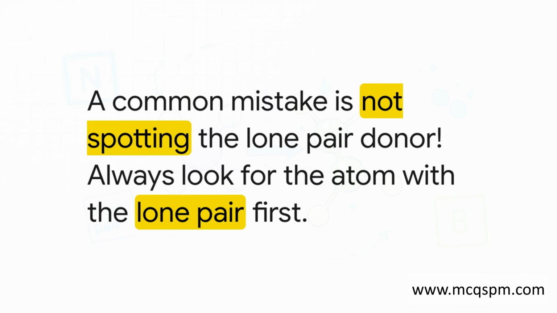You know, the most common mistake I see students make with questions like this is that they just don't spot the lone pair donor. They get overwhelmed by the diagram, but you have to train your brain to look for it first. Think of that lone pair as a giant, flashing neon sign pointing to your answer. Find the donor first, and the rest of the puzzle just falls into place.